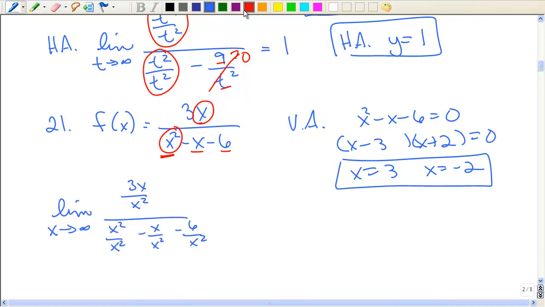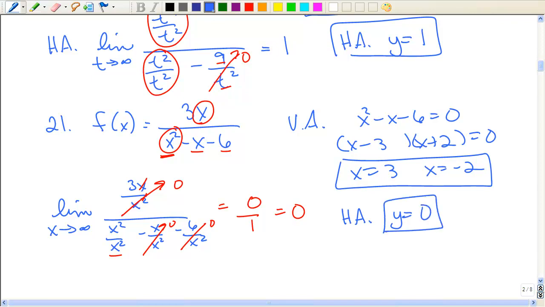Then you could go through and reduce. Hopefully you remember from chapter 2 that this is going to cancel out an x, and so that has a limit of 0. That's 1. That's 0. That's 0. So what we have is 0 over 1, which is 0. So my horizontal asymptote is y equals 0.